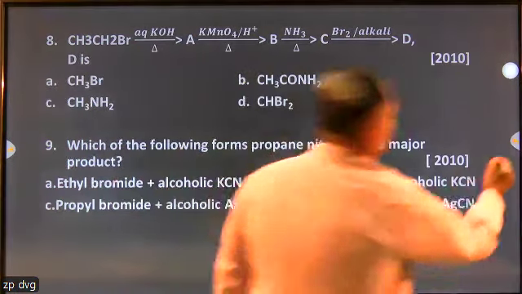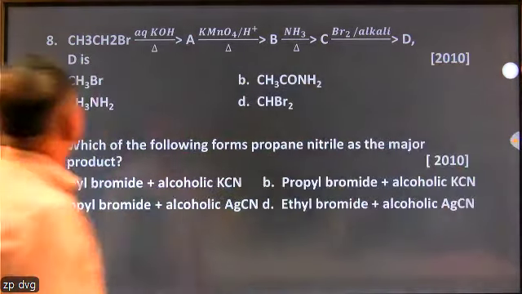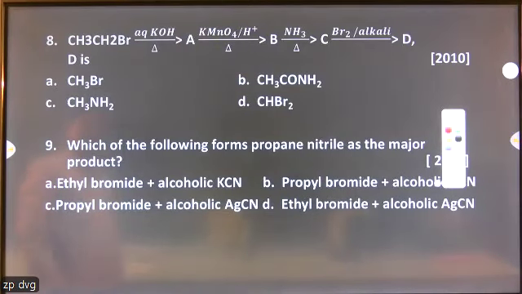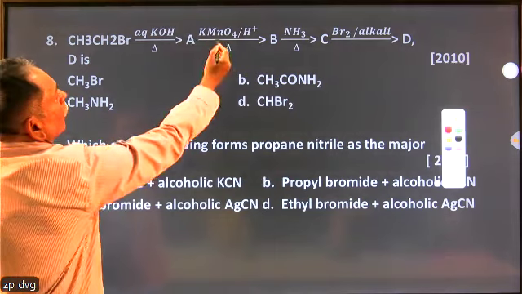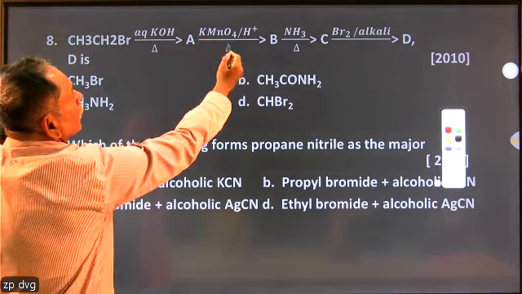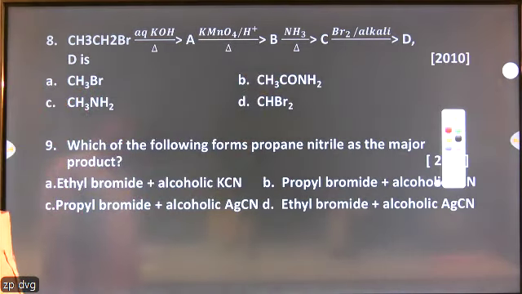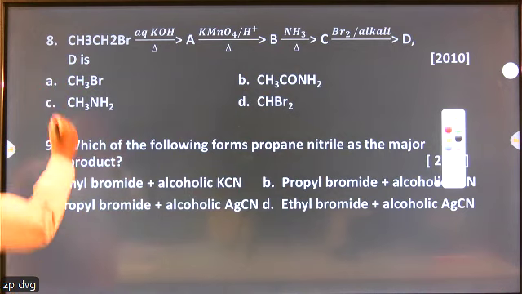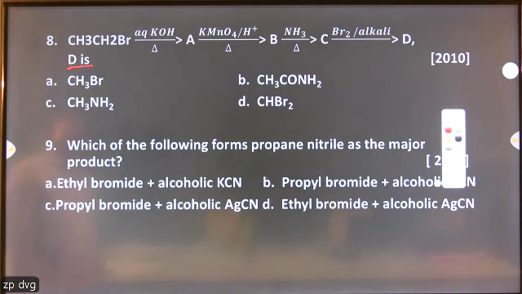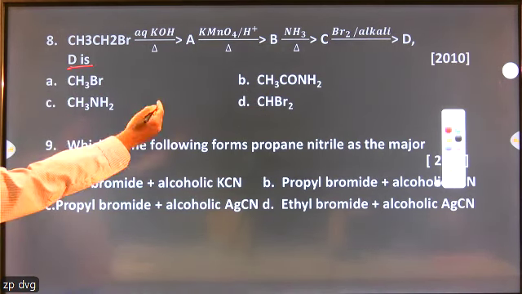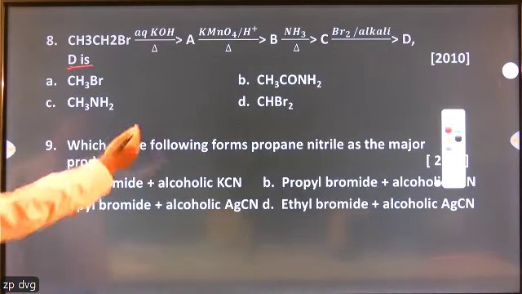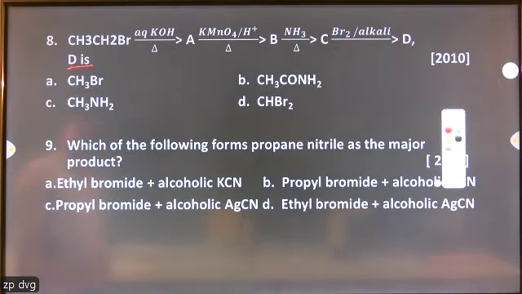Eighth question. Here there is an equation: CH3CH2Br with aqueous potassium hydroxide gives A, that upon treating with potassium permanganate gives B, that upon treating with ammonia gives C, that upon treating with bromine in presence of alkali gives D. So D is: CH3Br, CH3CONH2, CH3NH2, or CHBr2. Which is the correct answer?